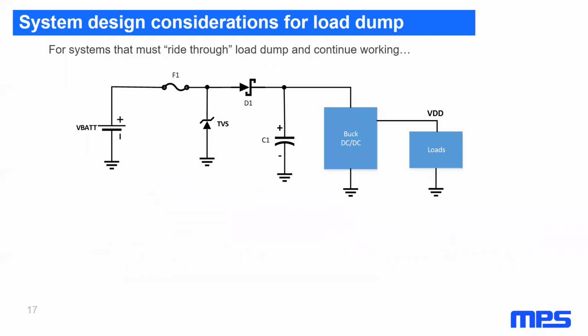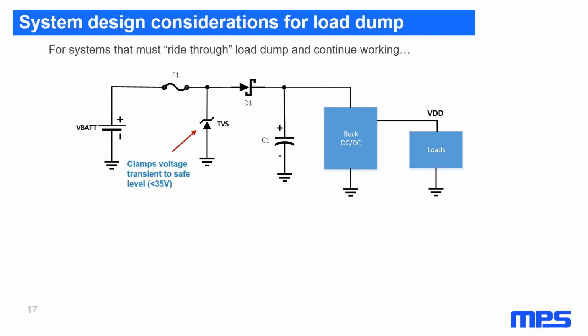For systems that must ride through load dump and continue working, a transient voltage suppressor, or TVS, is widely used in many applications. A TVS is a special clamping diode that quickly suppresses voltages that exceed its breakdown rating. The device can shunt large amounts of current when breakdown voltage is exceeded. When the overvoltage event is removed, the TVS will then automatically reset.